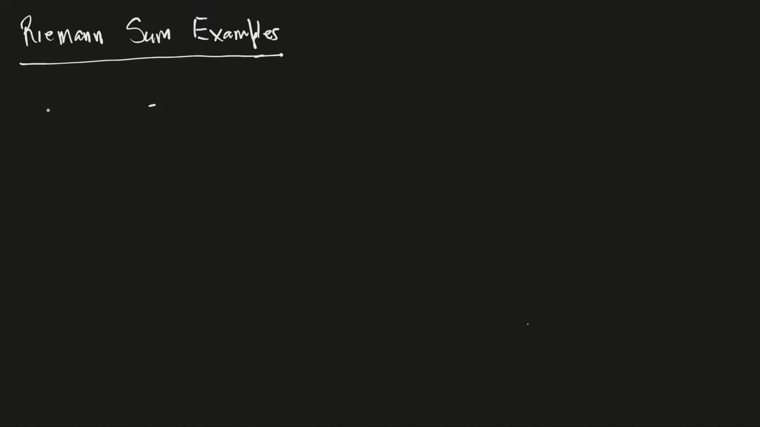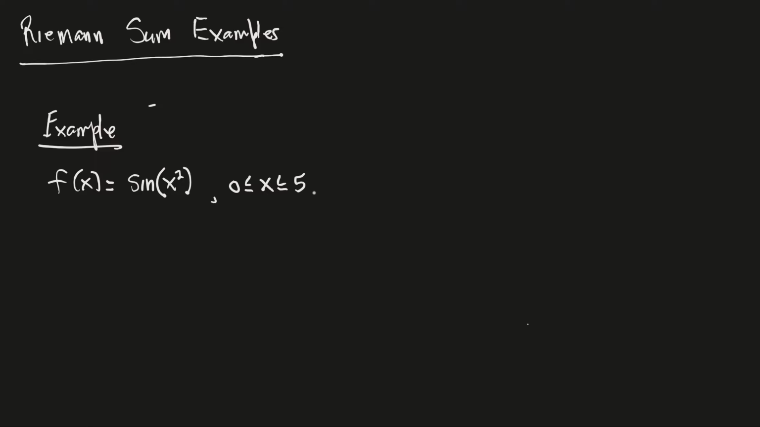So this is just another example. And let's use a trigonometric function. In fact, it's the composition of the sine function and let's say our x squared function. So sine of x squared is our function, and let's take the interval to be from 0 to 5. And let's use n equals 3 subintervals.